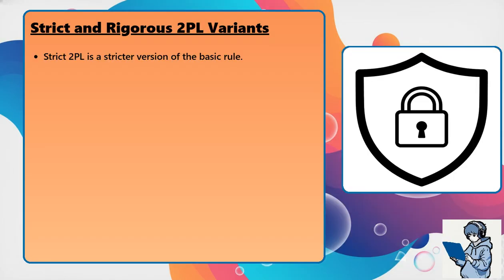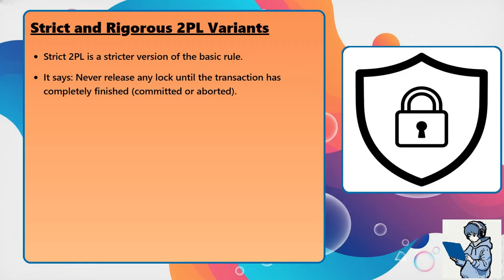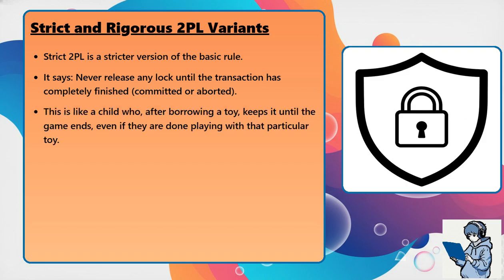Strict 2PL is a stricter version of the basic rule. It says never release any lock until the transaction has completely finished. This is like a child who, after borrowing a toy, keeps it until the game ends, even if they are done playing with that particular toy.